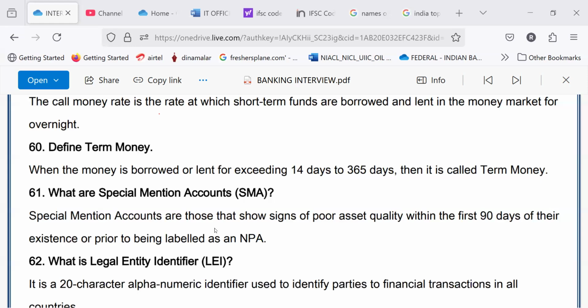Sorry, call money and term money is for less than 14 days, right? Call, notice money, no. The money borrowed is exceeding, but normally I have not heard this question being asked, and I don't know why they have given. But call money is repayable in one day. Then call money one day, notice money, overnight. Then notice, you want to know what is notice money?